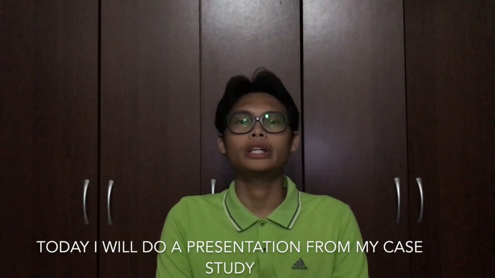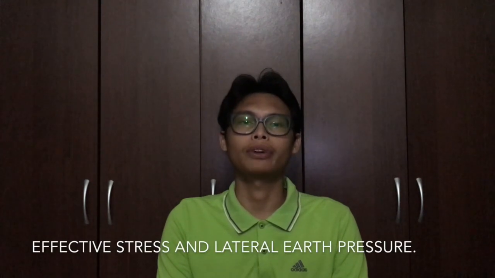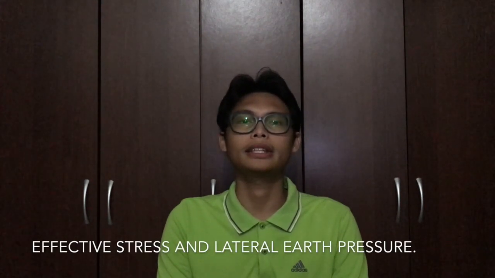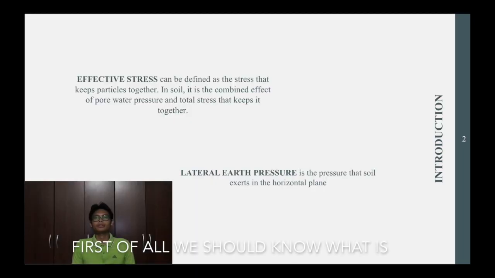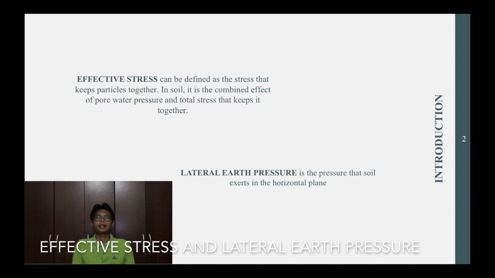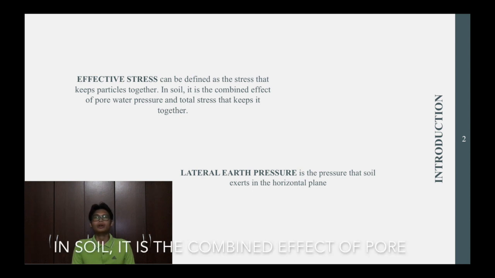11DKA19F1007. Today I will do a presentation from my case study about effective stress and lateral earth pressure. First of all, we should know what is effective stress and lateral earth pressure. Effective stress can be defined as the stress that keeps particles together. In soil, it is the combined effect of pore water pressure and total stress that keep it together.